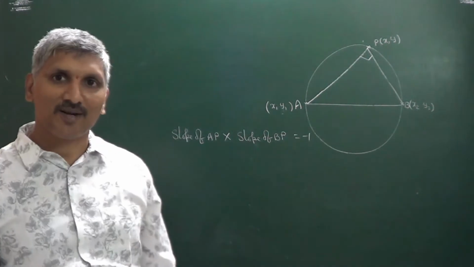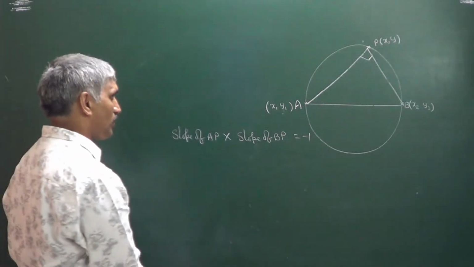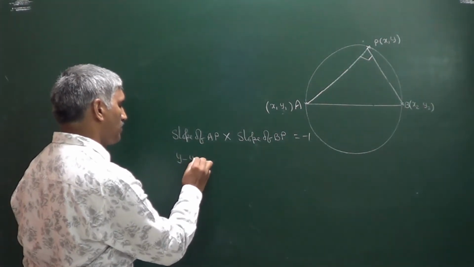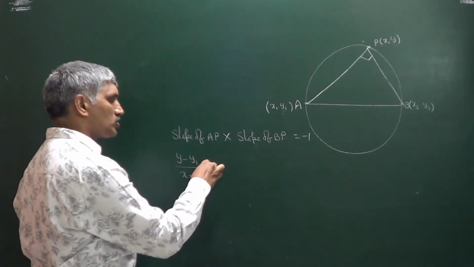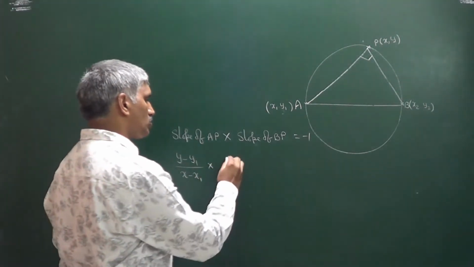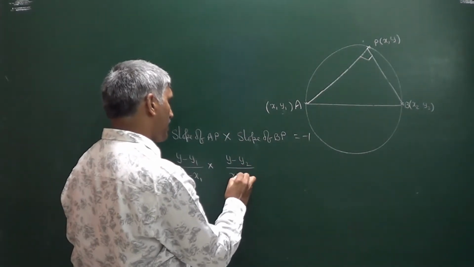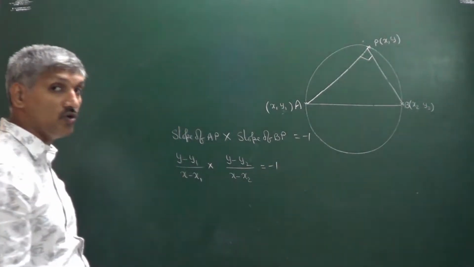When two lines are perpendicular, the product of the slopes must be equal to -1. What is the slope of AP? AP slope is equal to y minus y1 divided by x minus x1. What is the slope of BP? BP slope is equal to y minus y2 divided by x minus x2. The slopes' multiplication must be equal to -1.